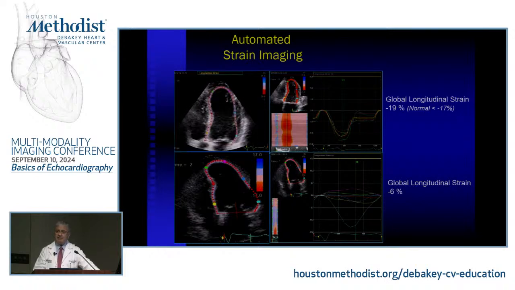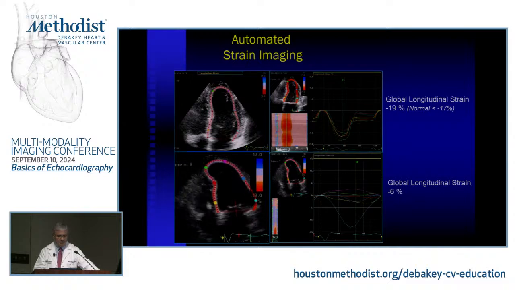It doesn't have a bell curve distribution. The highest is no more than 30 something. The lowest could be close to 0. Okay, and the vast majority of normals are between 18 and 20s, mid-20s. And this is a bad heart down below. You could see here, longitudinal strain is 6.